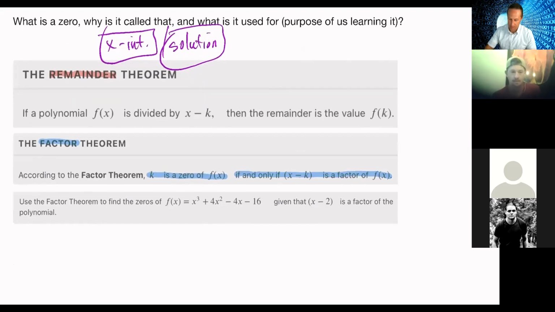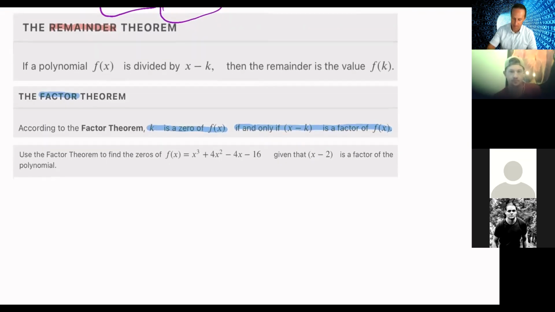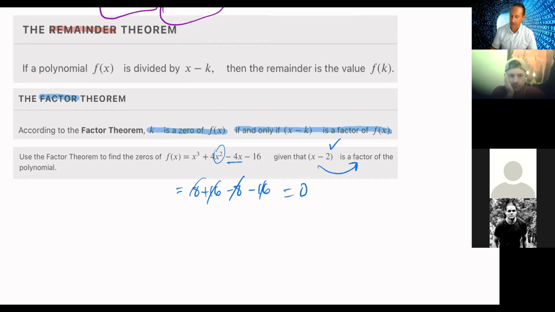Right? So if I gave you something like this as an example, and I said, I want to know if this is a factor of it, what would you do? Plug in 2. Very good, just like we did before. And that would give me 8. 2 squared is 4, times 4 is positive 16. Negative 8, negative 16, and you can see all that. Therefore, yes, this is a factor.